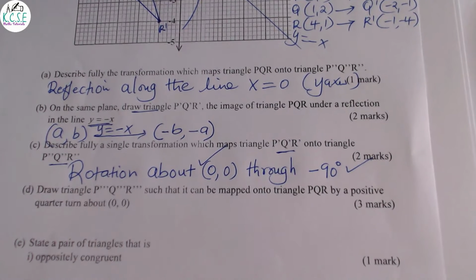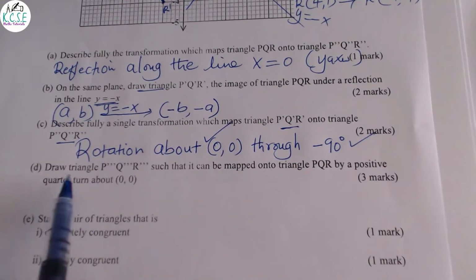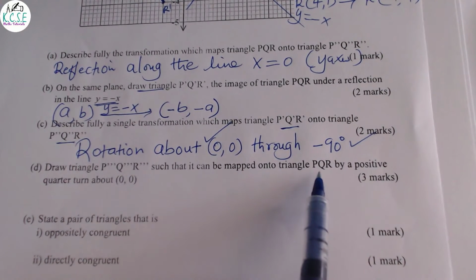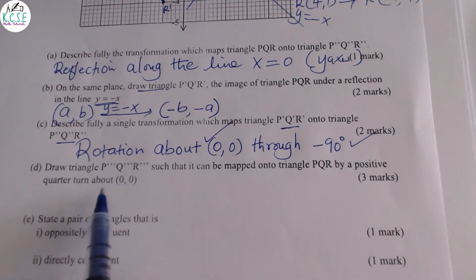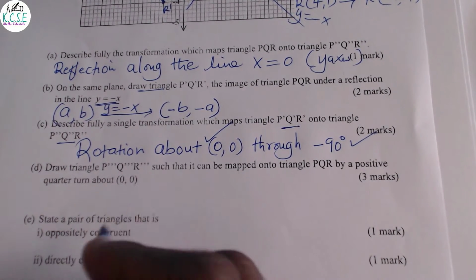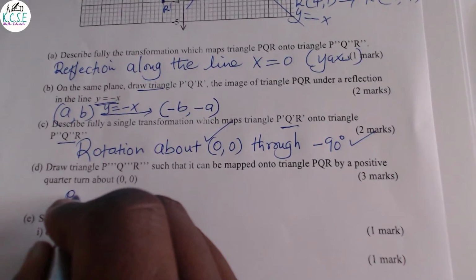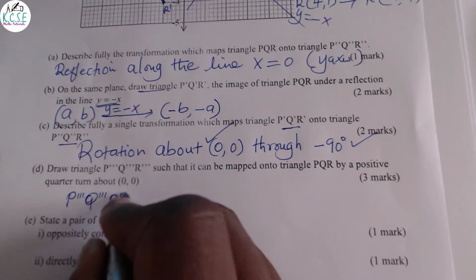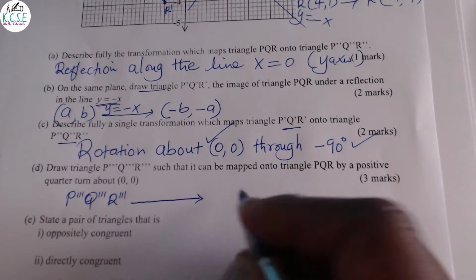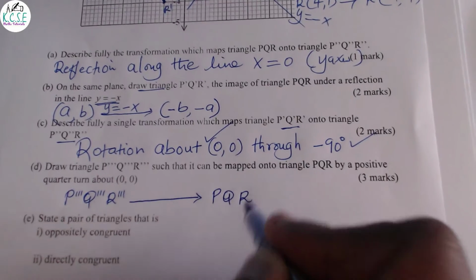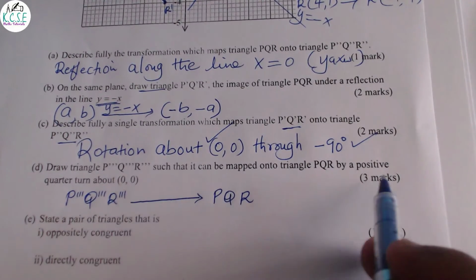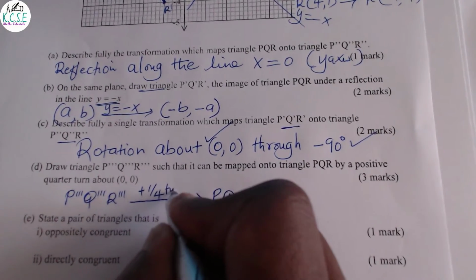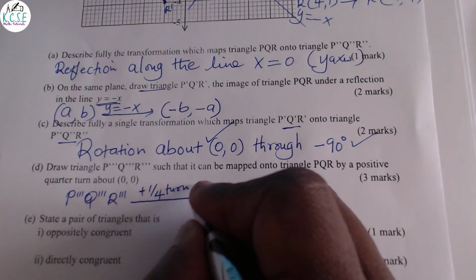The other question is: draw triangle P triple prime, Q triple prime, R triple prime such that it can be mapped onto triangle PQR by a positive quarter turn about the origin. So you're drawing P triple prime, Q triple prime, R triple prime, which is going to be mapped onto PQR by a positive quarter turn about the origin.